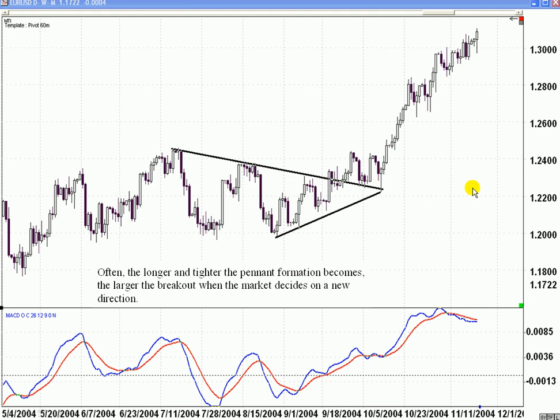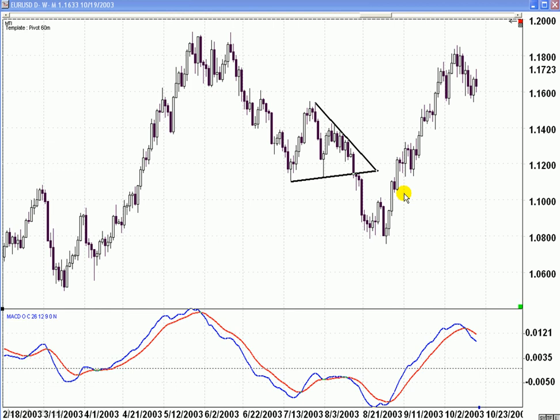This is another daily chart. Look how long price is in consolidation before it breaks out and rallies 800 pips. A descending wedge or pennant pattern on this daily chart.